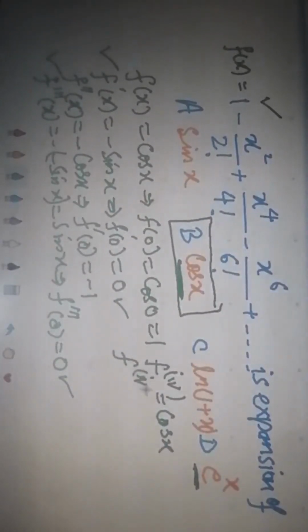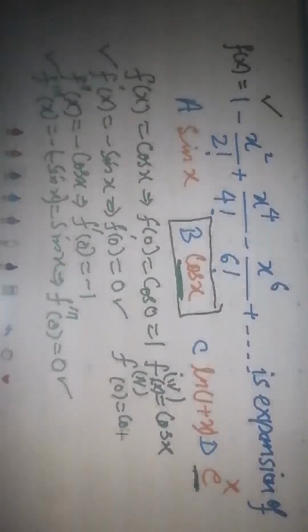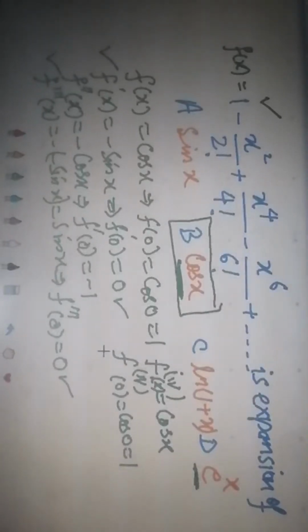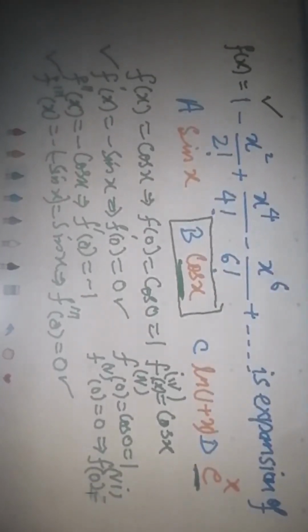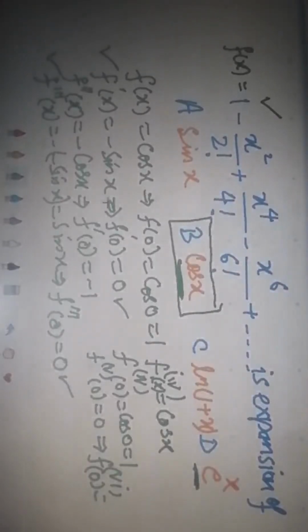So the fourth order derivative of x will be evaluated at 0, and cos 0 will be 1. The fifth order derivative will be 0. The sixth order derivative at 0 will be what? Look at it. First is 1, 0, minus 1. Then the sixth order can be calculated.